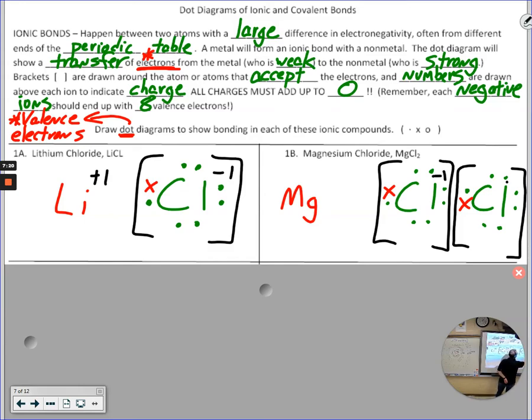So -1, -1. What is magnesium's charge now going to be? +2, because he lost 2 electrons. Total charge adds up to 0. Each negative ion has a set of 8 electrons. We're done. Not so bad, right? If only it was always so easy.